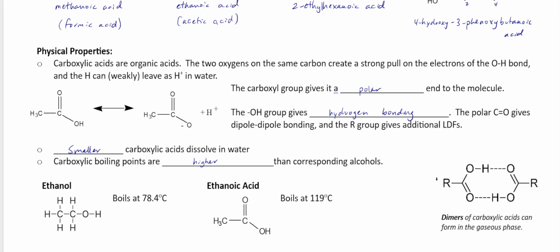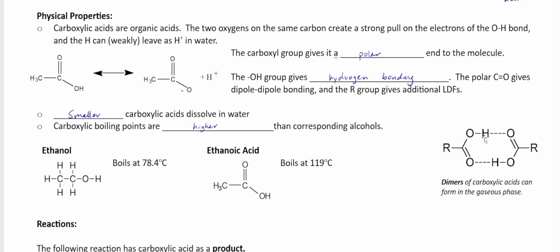Dimers can also be produced as well, and dimers are basically when the carboxylic acid aligns in the following way. The OH group aligns with the double bond O of one molecule, and its OH group aligns with the double bond O on the other molecule, and that produces what we call a dimer.